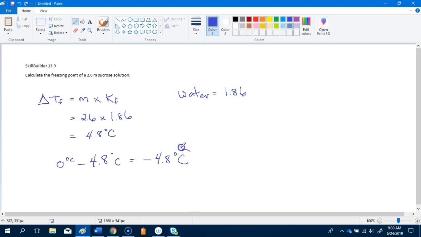So that's the answer to Skill Builder 13.9 and how to use the freezing point depression formula in order to solve a question like this.